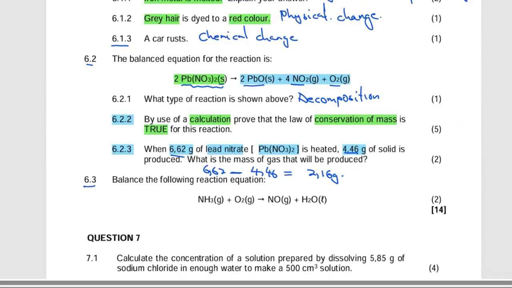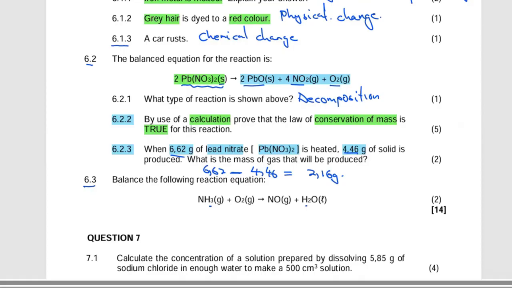Moving on to 6.3, it says balance the following reaction equation. So we're supposed to balance this equation. If we look at our nitrogen, what are we having? Our NH3 gas plus our O2 gas to give us our NO2 gas, and then plus our H2O. In terms of our hydrogens on the left there, we're having 3, then on my right I'm only having 2 of them. So now I'm supposed to try and balance them.